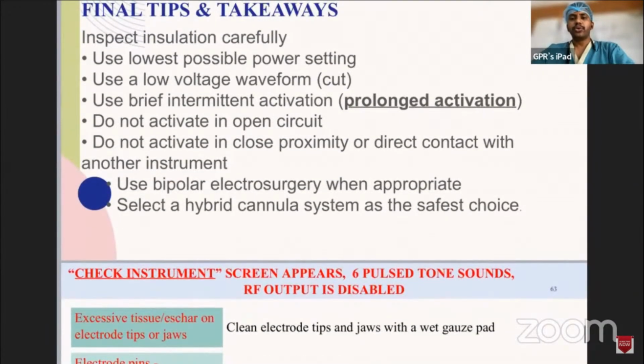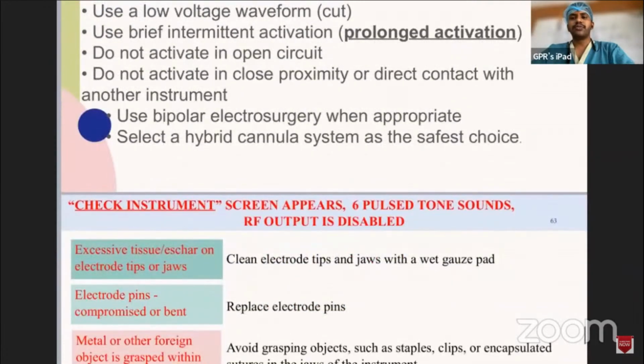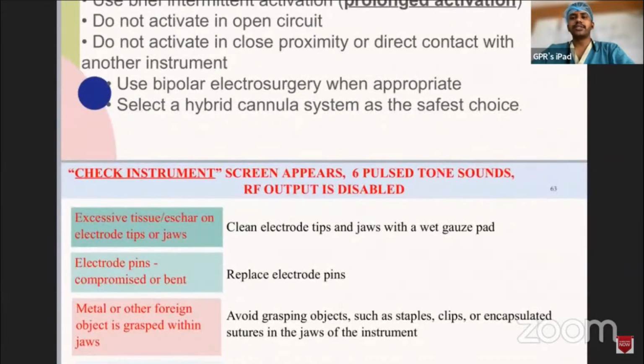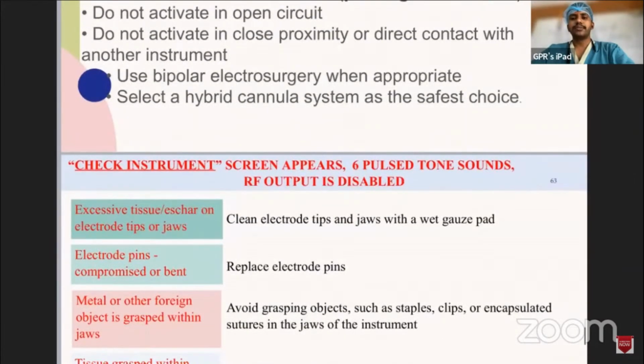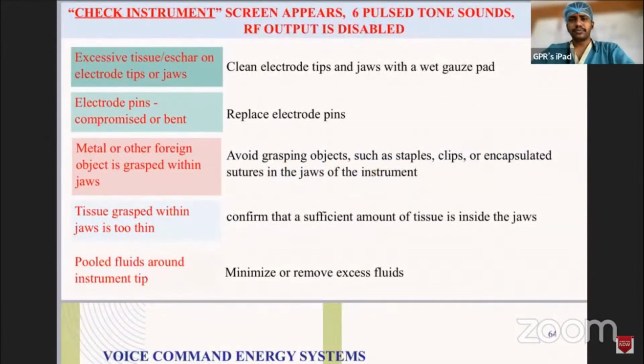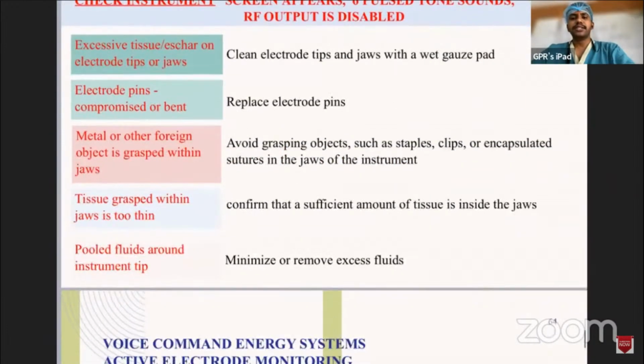We should not activate in close proximity or in direct contact with any other instrument. And open circuit, which is nothing but activating when not in contact with the tissue, should be avoided. The bipolar cutter is always preferred, and always use a selective hybrid cannula, which is the safest. Sometimes the electrode pins may be compromised, and we may need to replace them.